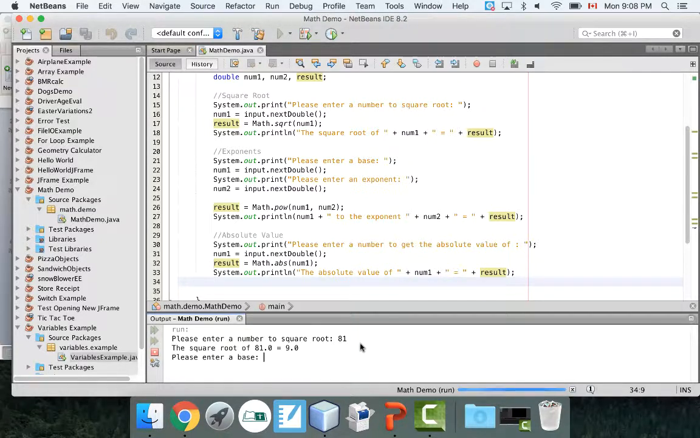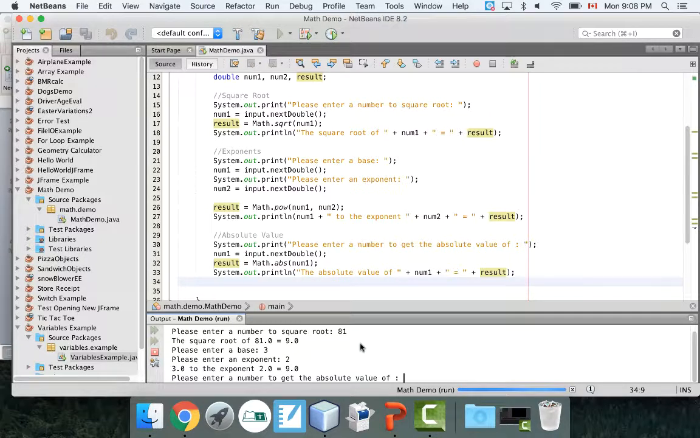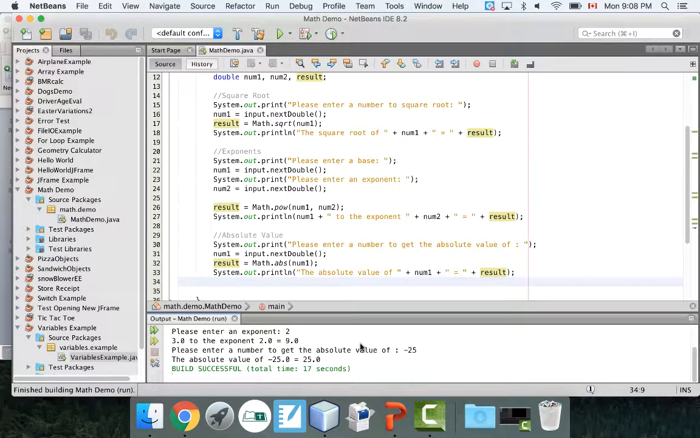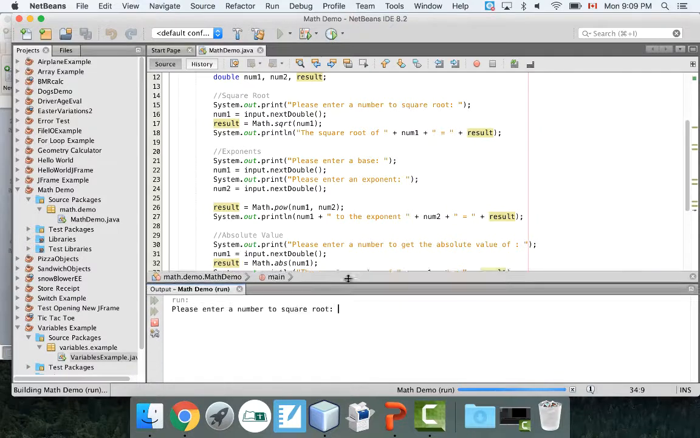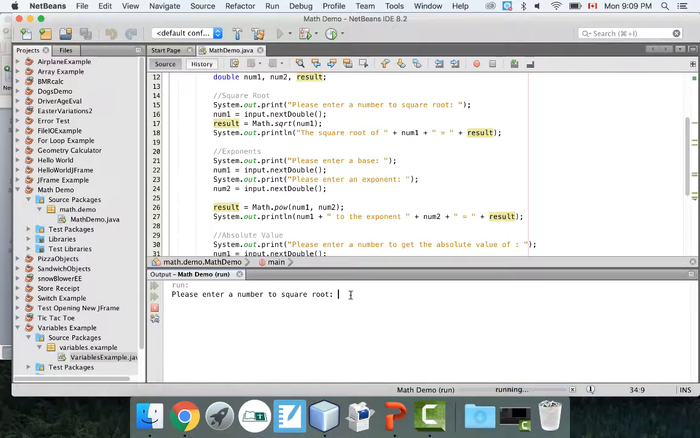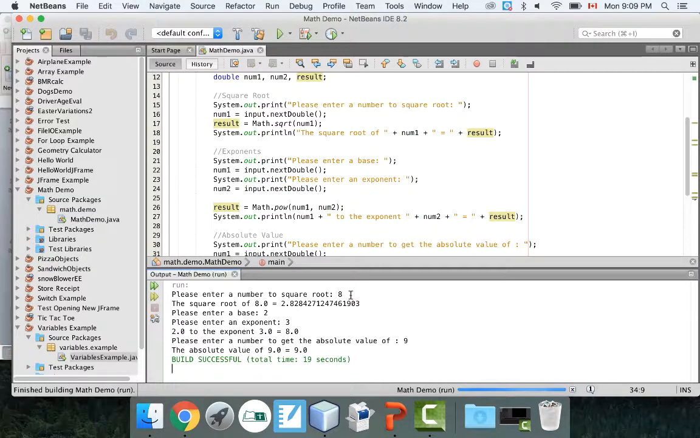Okay, it's 81. Yep. 3 to the exponent 2 should say 9, right? Good. And let's do the absolute value of -25. It should say +25. That's exactly right. Let's run it again with a positive number, make sure it still works correctly. Sorry, I just moved this up a bit here. Let's try some with decimals, make sure it actually works. Yep. Okay, 2 to the exponent 3 is 8, and +9.